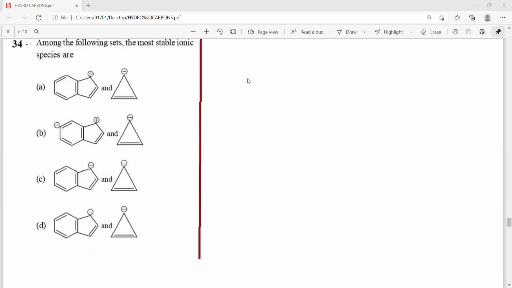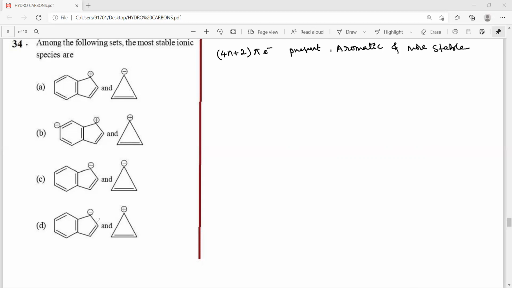We need to identify the most stable compounds. Whenever they give a question like this, if the compounds are aromatic, having 4n plus 2 pi electrons, then they are aromatic and more stable.